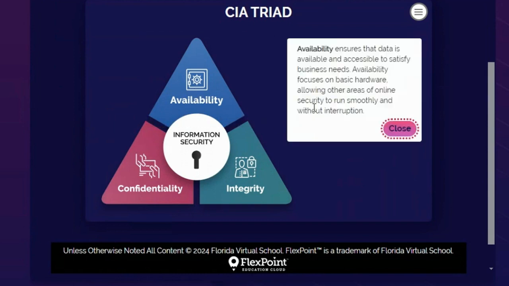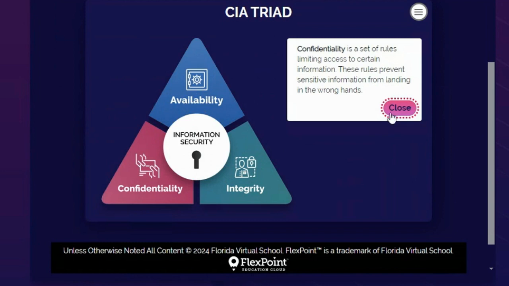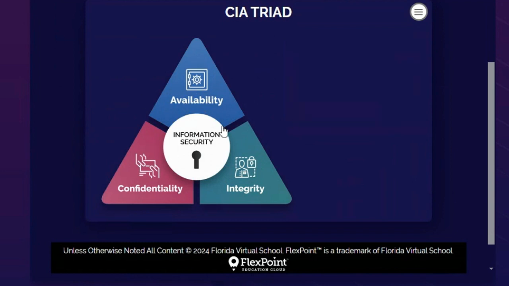And then availability ensures that the data is available and accessible to satisfy your business needs. Availability focuses on basic hardware, allowing other areas of online security to run smoothly without interruption. So that is the CIA triad that they discuss.